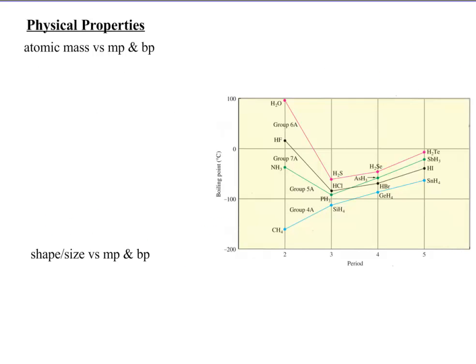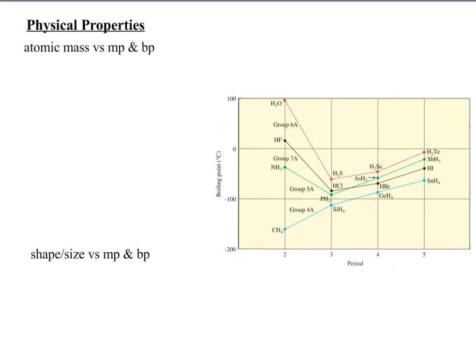We're going to take a look at some of the physical properties of solids and liquids. And the two that we're going to start out looking at are the melting points and the boiling points. There's a pattern to melting points and boiling points of solid and liquid compounds. And one of the things it depends on is the atomic mass or the molecular mass.